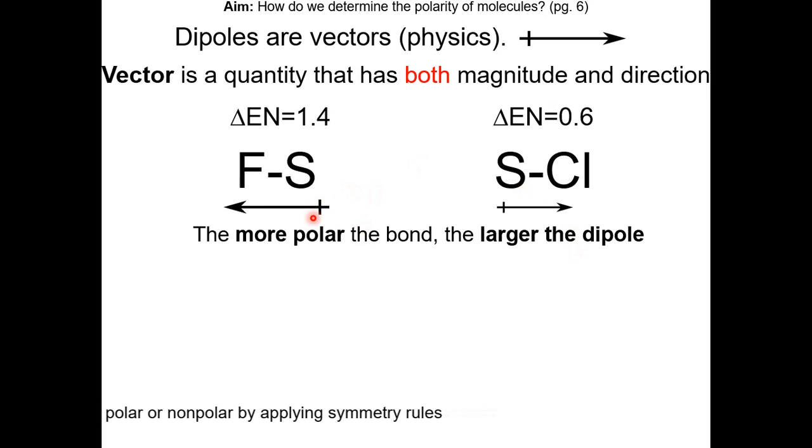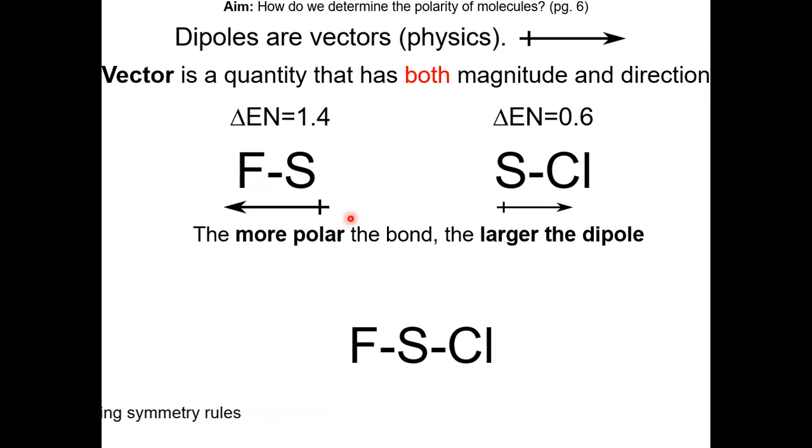Notice that the head of the dipole arrow faces the more electronegative atom. The end of the dipole arrow faces the less electronegative atom. The dipole arrow points towards the more electronegative atom to show there's increased electron density, because the more electronegative atom has a higher attraction for the bonding electrons.